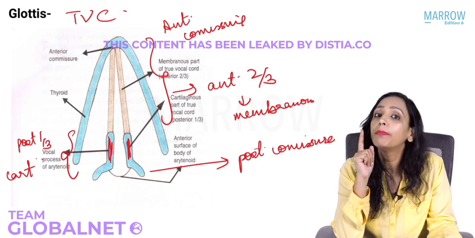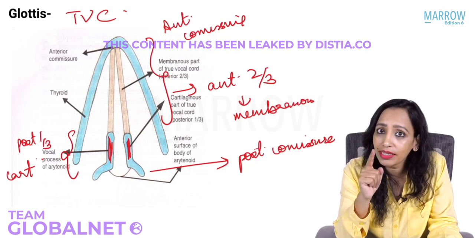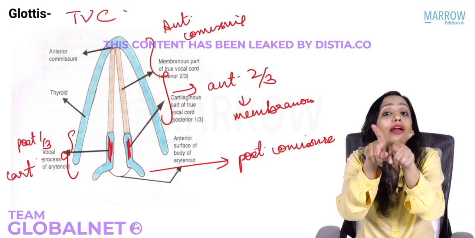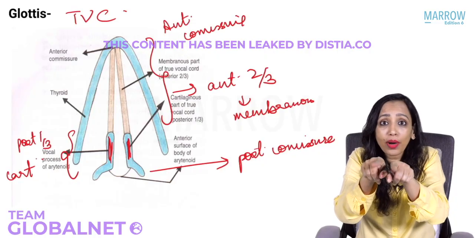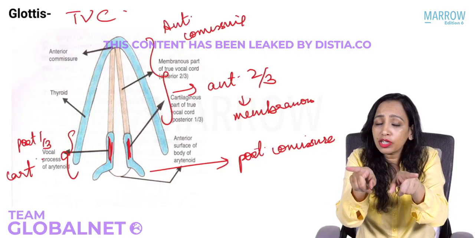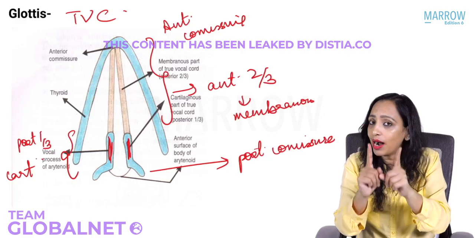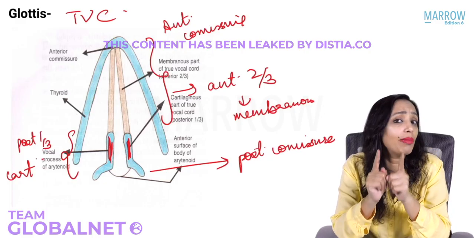It is only the membranous part that vibrates. The cartilaginous part just adducts or abducts. The cartilaginous part does not vibrate. Only it adducts or abducts, which means that the part which is vibrating is only the membranous part.